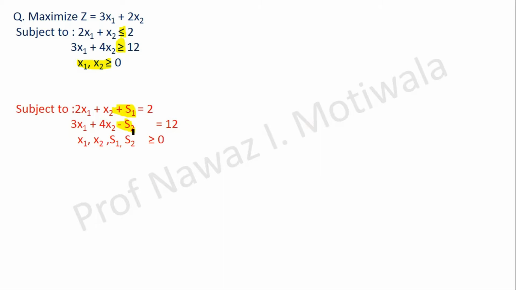Next step is to make a simplex table for the first iteration. I will make a table here. Next step is to incorporate these added variables in the objective function such that they do not affect it. We have already seen that we introduce s1 and s2 in the objective function with a coefficient of 0. So I will have maximize z = 3x1 + 2x2 + 0s1 + 0s2.